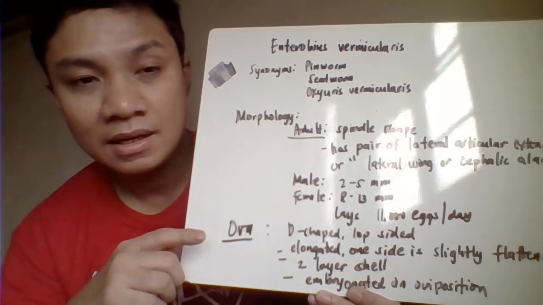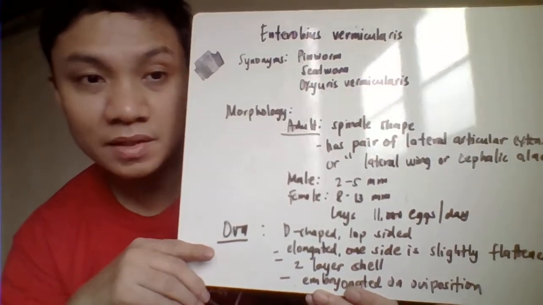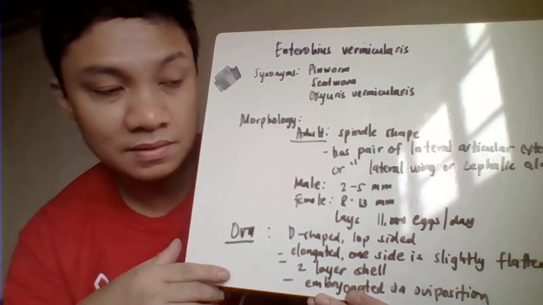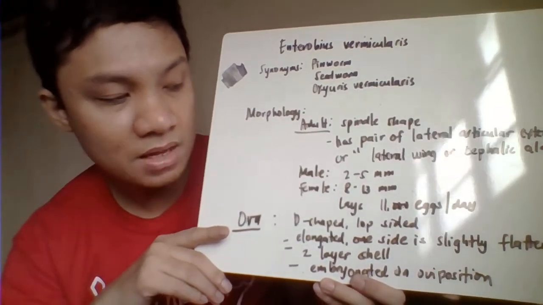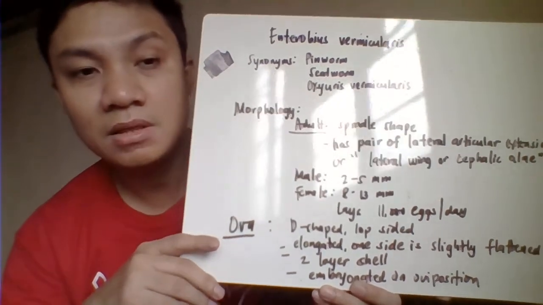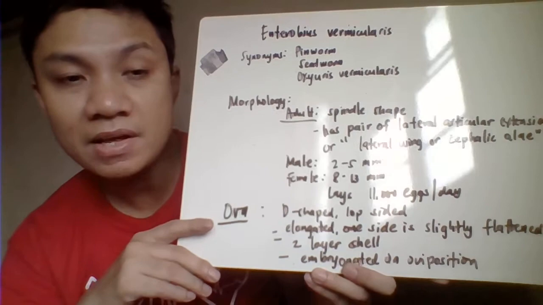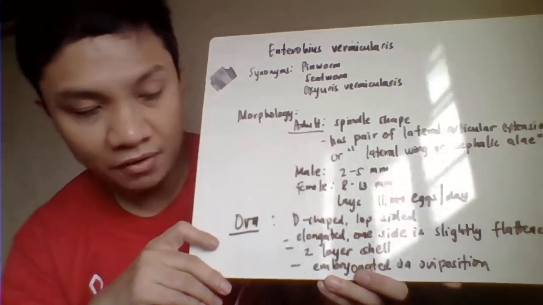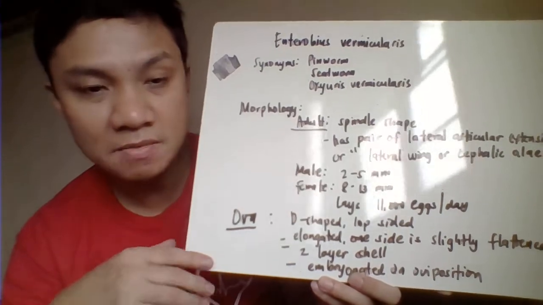The male measures 2 to 5 millimeters, so it's much smaller compared to Ascaris lumbricoides, and has a curved posterior end tail. The female measures 8 to 13 millimeters, has a straight posterior end tail, and is able to lay approximately 11,000 eggs per day. For its egg, it has a characteristic lopsided or D-shaped ova.